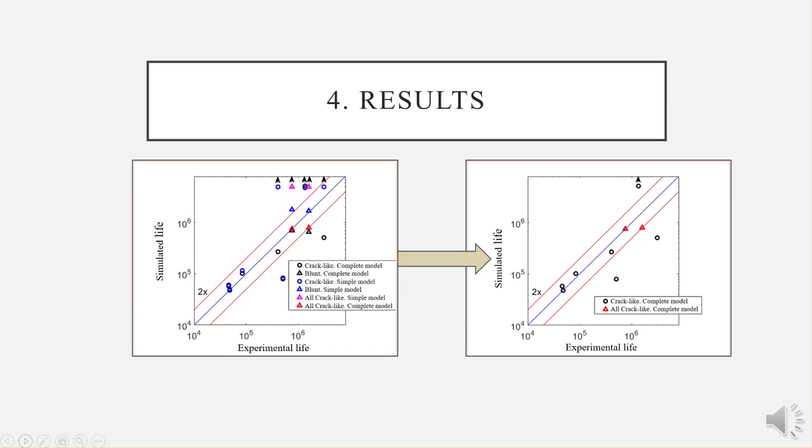In this last figure, we can observe the final results, obtained with a complete model that takes crack closure evolution into consideration and assumes all cracks to be crack-like. Only one unexpected runout was predicted, and two of the simulations resulted in a life slightly shorter than experimentally observed, possibly caused by errors in defect characterization and residual stress measurements. The rest of the simulations provided quite satisfactory predictions.